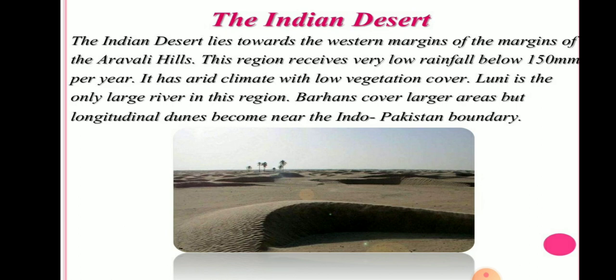We have some characteristic features like Barchans, which cover a large part of this area, but longitudinal dunes are also prominent here near the Indo-Pakistan boundary. These are the prominent features of the Indian desert.